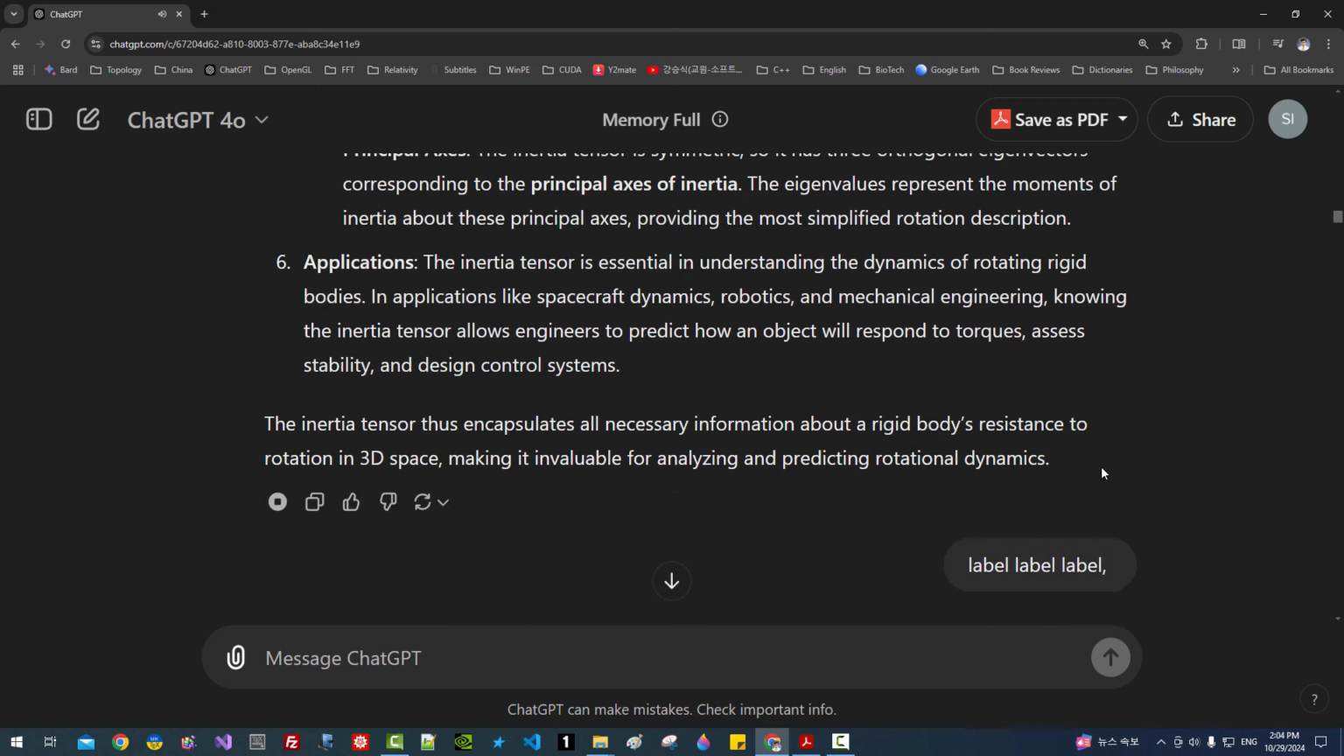6. Applications. The inertia tensor is essential in understanding the dynamics of rotating rigid bodies. In applications like spacecraft dynamics, robotics, and mechanical engineering, knowing the inertia tensor allows engineers to predict how an object will respond to torques, assess stability, and design control systems. The inertia tensor thus encapsulates all necessary information about a rigid body's resistance to rotation in 3D space, making it invaluable for analyzing and predicting rotational dynamics.